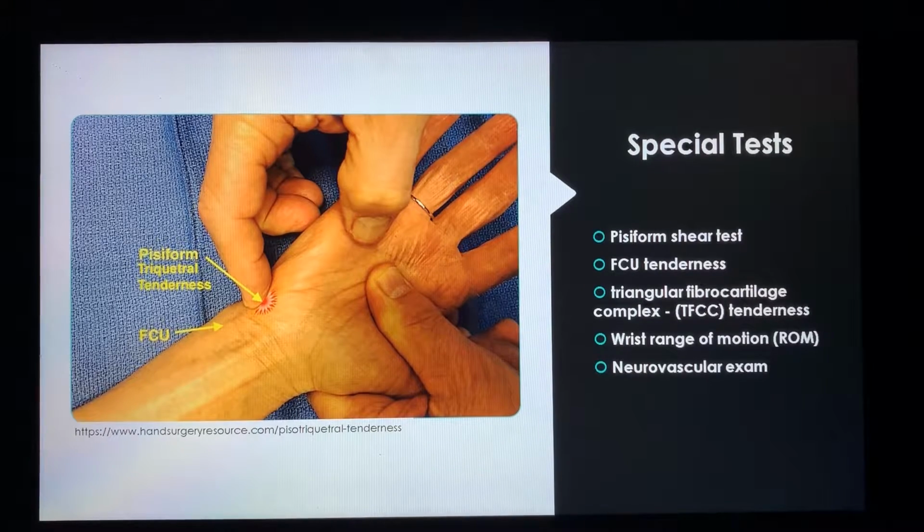Special tests. There is mainly one special test, the pisiform shear test, which is seen in this picture. You palpate that area of the joint and you go in a circular motion to see if there is more tenderness. There can also be SCU tenderness, triangular fibrocartilage complex or TFCC tenderness, wrist range of motion, and a neurovascular exam.